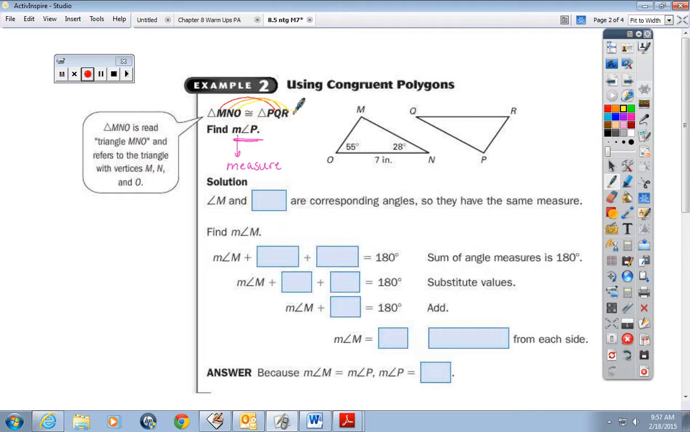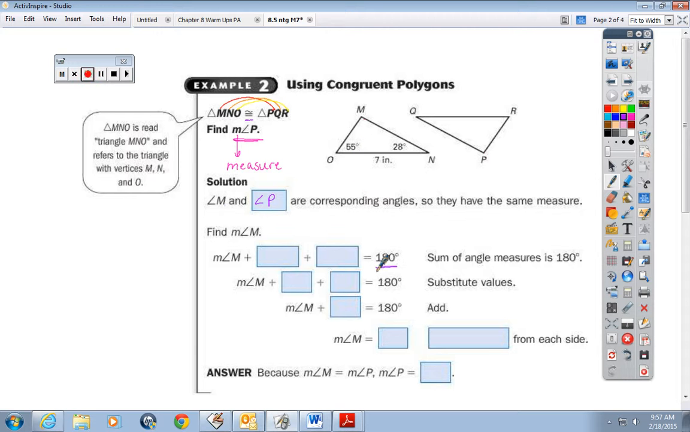So, right here, the solution, if I know that the measure of angle M corresponds, and then here this tells us it's congruent, so they're equal. So angle M corresponds to angle P. So they're corresponding angles. So they have the same measure. So now, do I know the measure of angle M? It doesn't tell me that. But what do I know about the angles of a triangle? They add up to be 180 degrees.